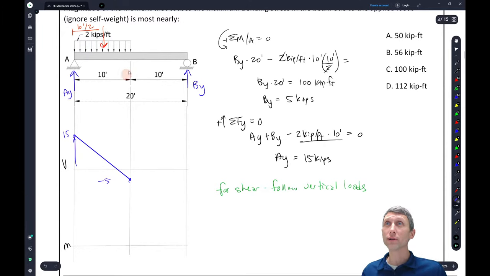So what do we have to do next? We have to figure out which one makes sense. And what we see here is, again, if we think about this as we're integrating from left to right, we're adding this area.